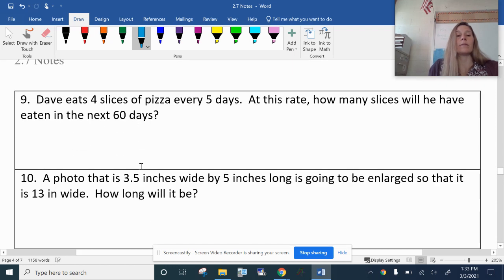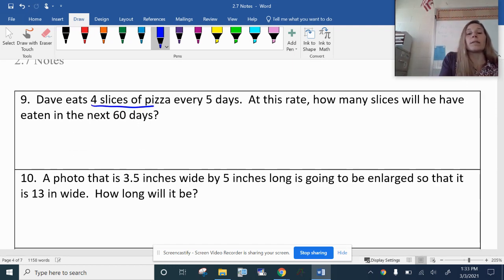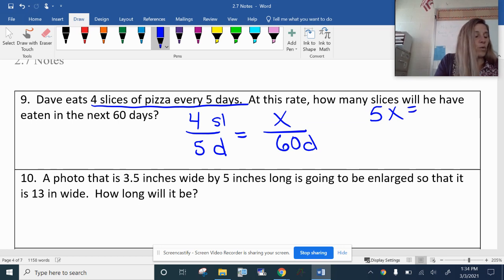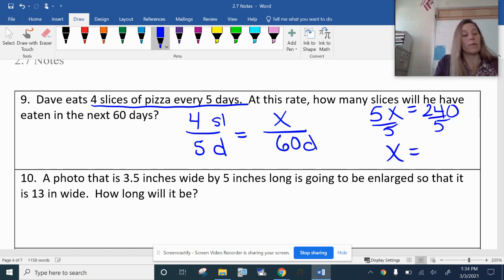Okay. Dave eats 4 slices of pizza every 5 days, so 4 slices every 5 days. At this rate, how many slices? So x slices in 60 days. Cross multiplying, 5x equals 4 times 60 is 240. And then we're going to divide the 240 by 5. So 240 divided by 5, and we get 48 slices. A lot of pizza.